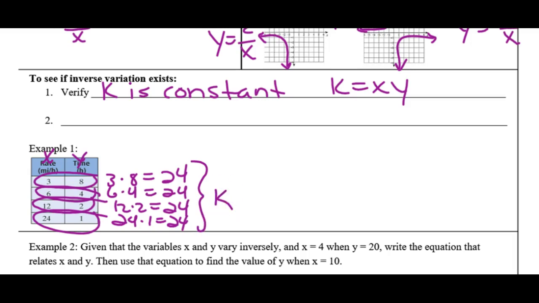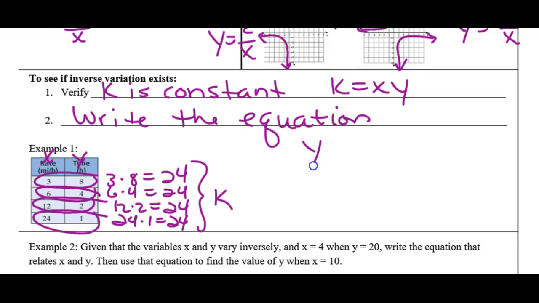If we multiply and it's the same k, it's inverse. If we divide and it's the same, then it's direct. Then we need to write our equation. So our equation is y is equal to k over x. But instead of putting k, because k is just the generic form, we're actually going to put what k is for our situation, which is 24. There's our equation.